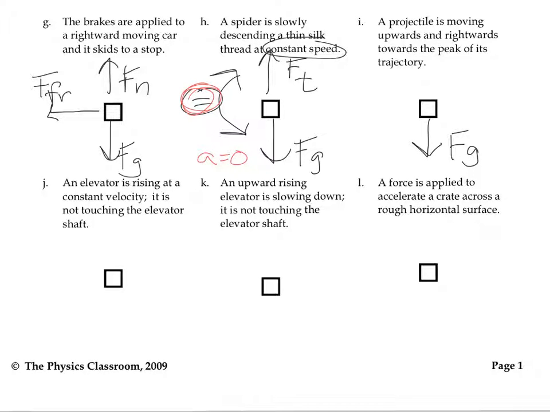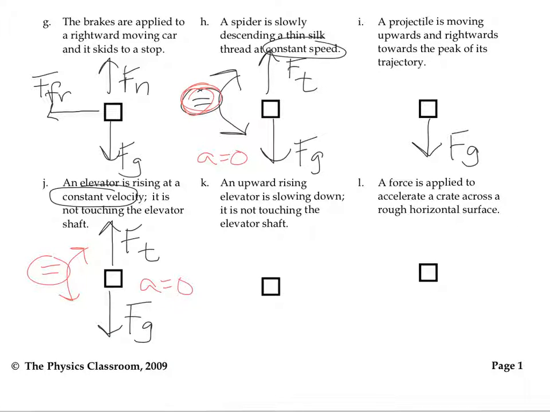Looking at J, an elevator is rising at a constant velocity and it is not touching the elevator shaft. So, if the elevator is rising, there's a force of tension or some type of cable pulling it up. But we know that there's weight or force of gravity pulling it down. But since you're rising at a constant velocity, we know that that means that there is no acceleration. And therefore, these two forces have to be in equilibrium. Otherwise, Newton's second law states if there's a net force, you must be accelerating.